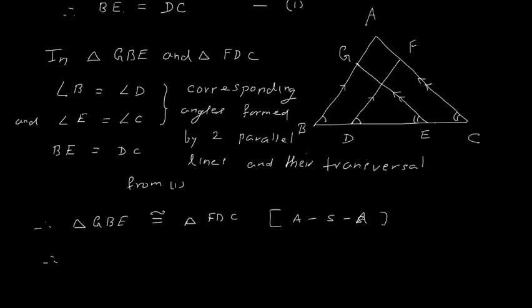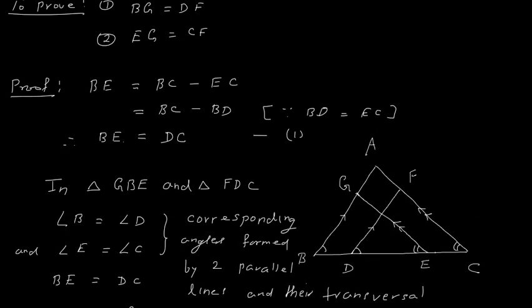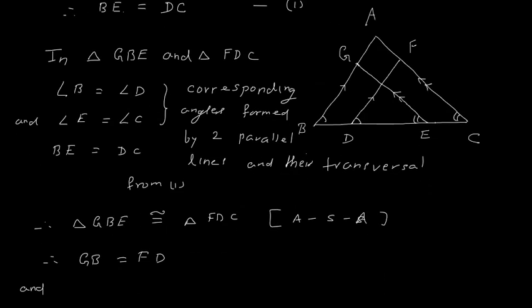So therefore, as these two triangles are congruent, their corresponding side, which is GB, is equal to FD, and second, we have to prove EG equal to CF.